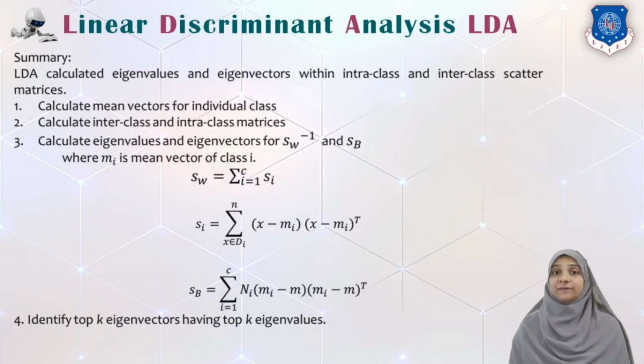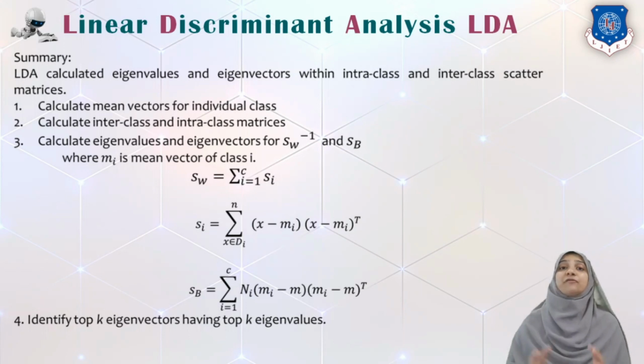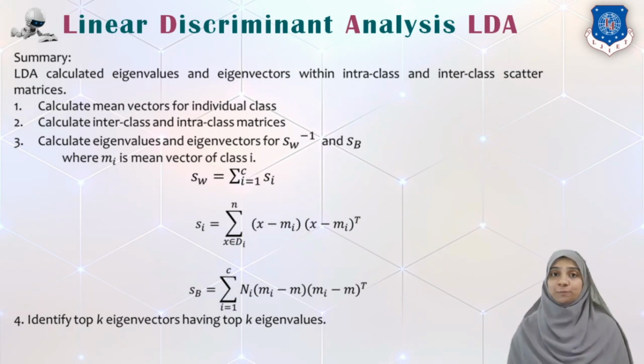With these two matrices, S of W inverse and S of B, we are going to identify the top k eigenvectors or top k eigenvalues. That will give us only the selected features or selected dimensions which can clearly separate out different classes or groups.